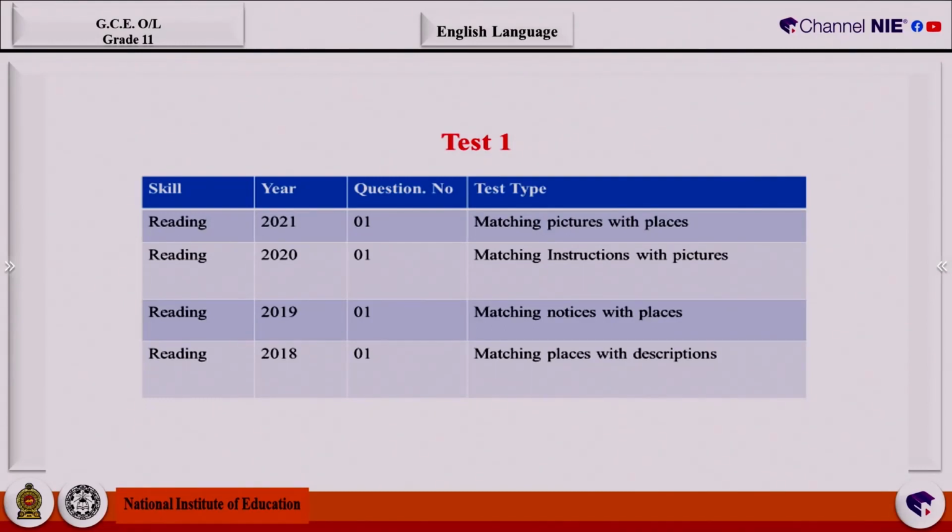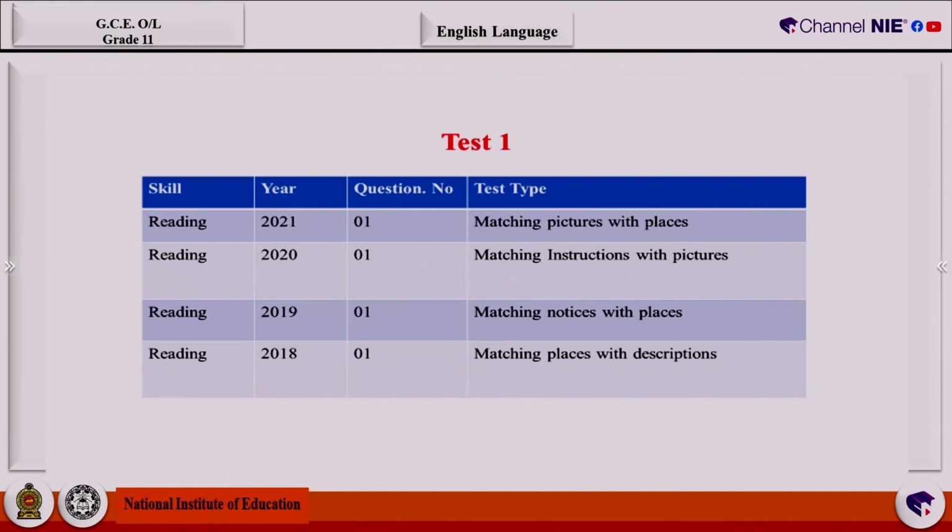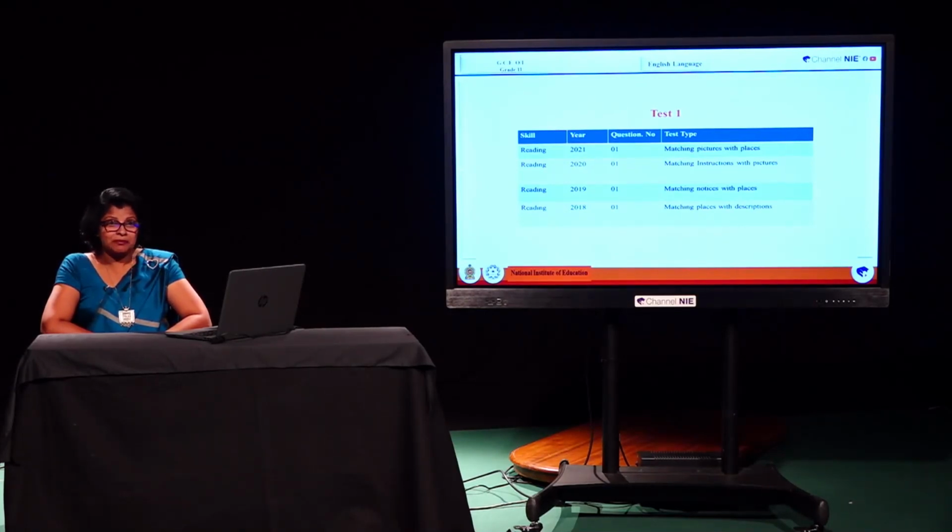Okay, students. So we see what has happened to question number 1 throughout some years. We can see the way these papers have been set from 2018 to 2021. So in 2018, the question is about matching places with descriptions. In 2019, it is about matching notices with places. In 2020, the students had to match instructions with relevant pictures, and in 2021, the students had to match pictures with places. So let's hope this year also we will be getting a very easy question based on matching, and I am sure you will be able to answer all the questions correctly.